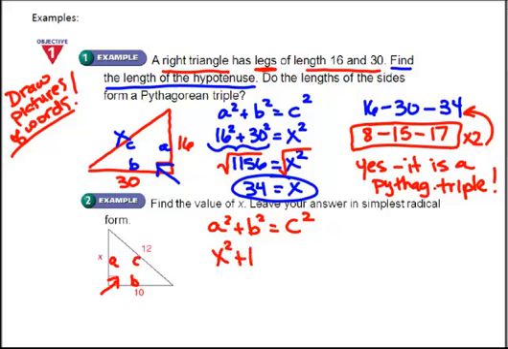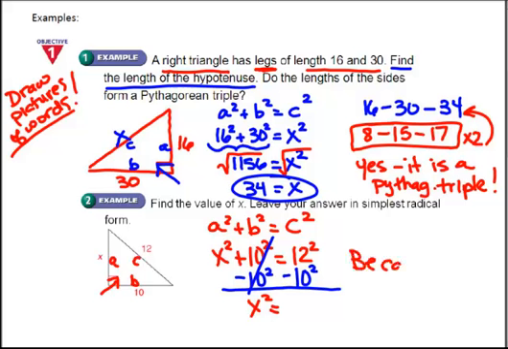x squared plus 10 squared equals 12 squared. This becomes an algebra problem. So we are going to isolate the x squared by minusing 10 squared from both sides using the subtraction property. Cancels those out. And I get x squared equals. Now here, be careful. This answer is not 2 squared.